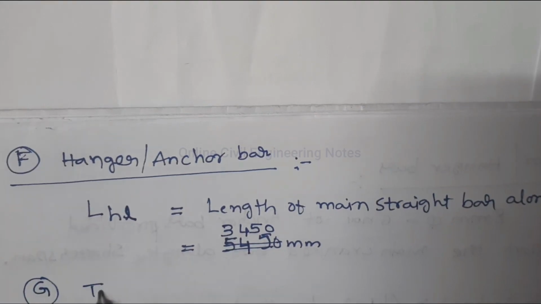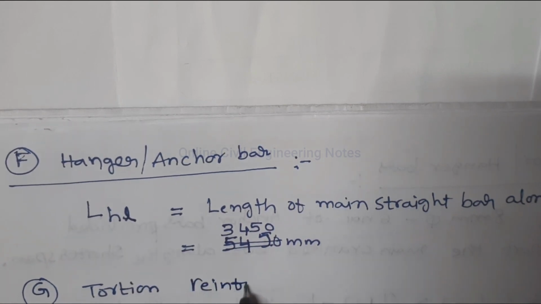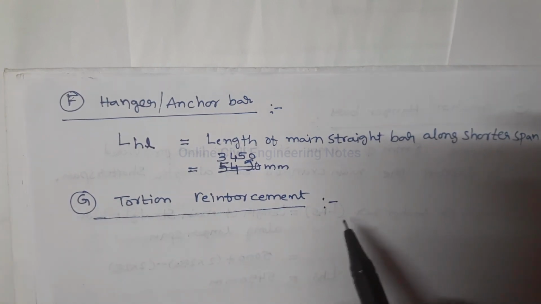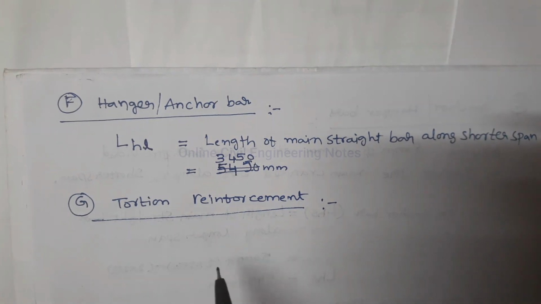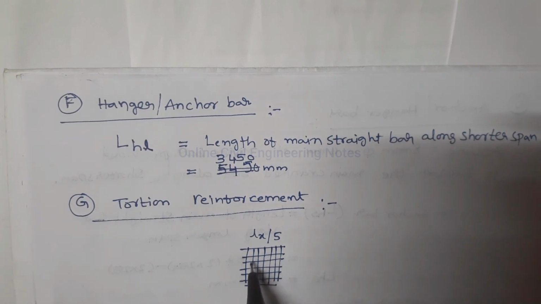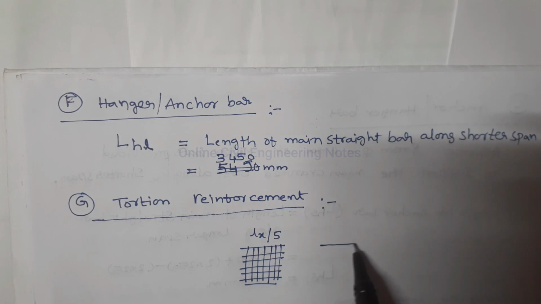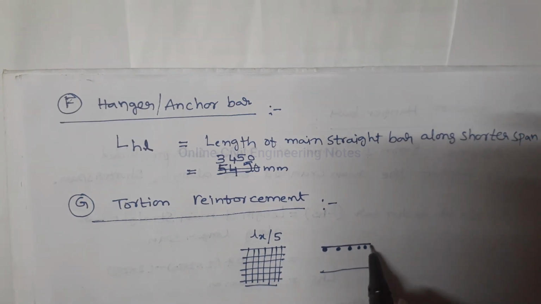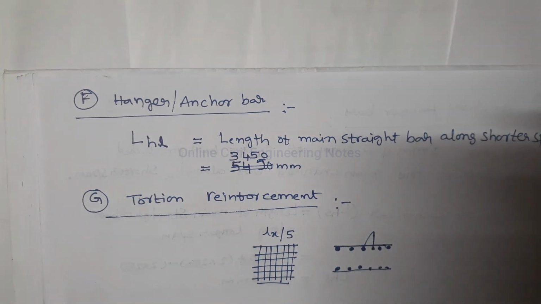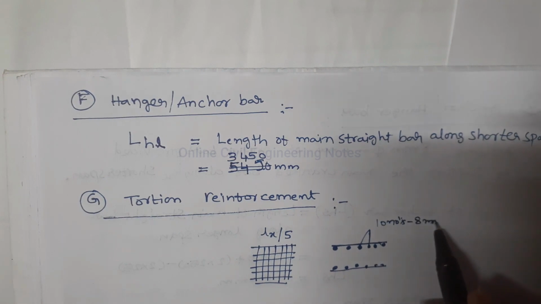Next one is torsional reinforcement. This torsional reinforcement is provided at the corners where the slab is having a discontinuous edge. It is provided in the form of a mesh for a length of Lx by 5. So this is the mesh consisting of 8 mm dia bars, 10 numbers in both directions. So these bars are provided in 4 layers. This arrangement is shown here. So these are the bars, and here in bottom layer. So all these bars are 10 numbers of 8 mm dia in each layer.